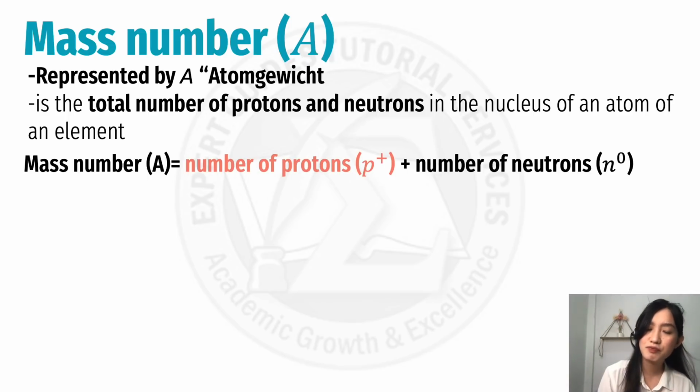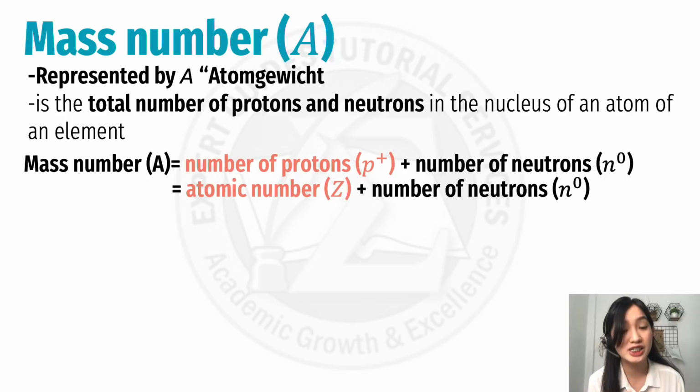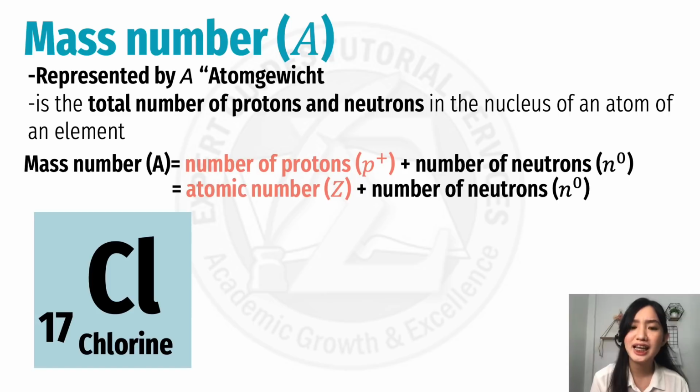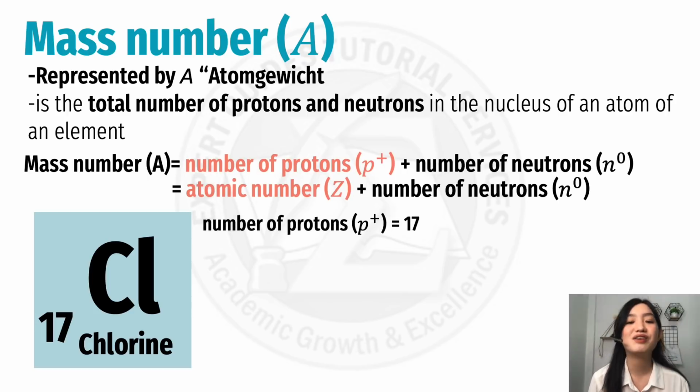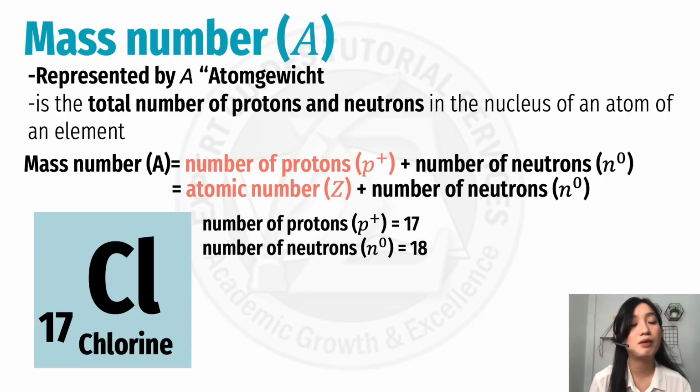So since the number of protons is equal to its atomic number, which is Z, we can also write here that the mass number is the atomic number plus the number of neutrons. Let's have chlorine as an example. So here, again, the subscript 17 means its atomic number is 17, concluding that the number of protons of chlorine is also 17. Very good. But we have a given here, which is the number of neutrons is equal to 18. So let's try to compute for the mass number.